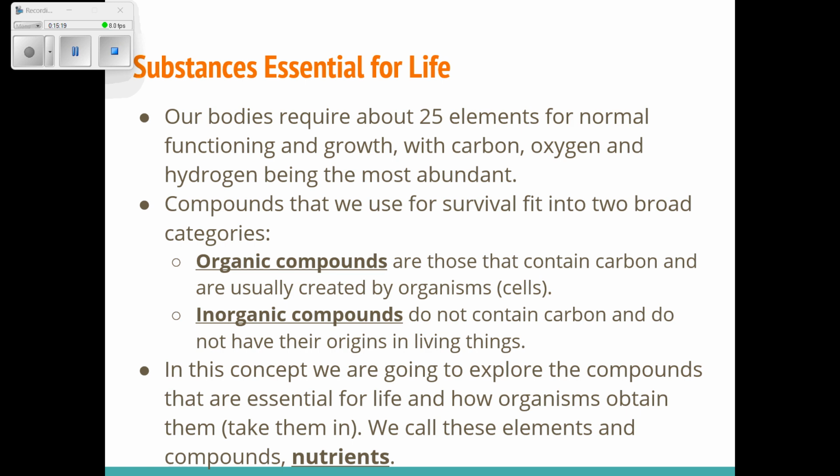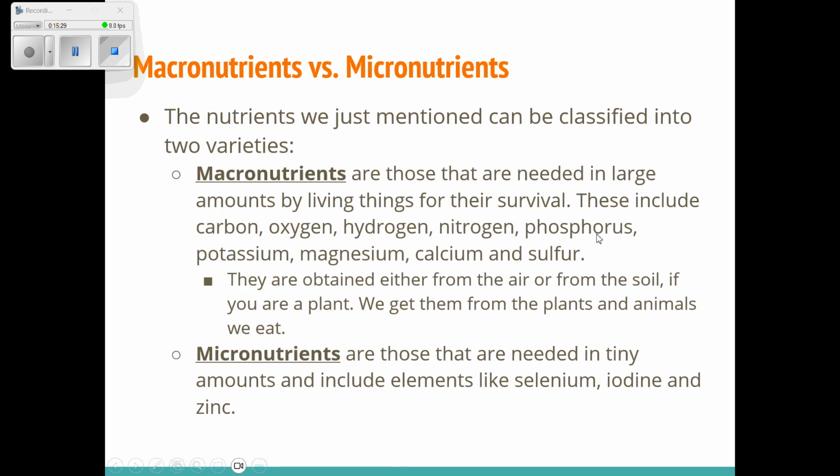In this concept, we are going to explore the compounds that are essential for life and how organisms obtain them. We call these elements and compounds nutrients. So two different types of nutrients, macronutrients and micronutrients. So in general, macro means large and micro means little. And that's what it means here. So macronutrients are things that are needed in large amounts to survive. These include things like carbon, oxygen, hydrogen, nitrogen, phosphorus, potassium, magnesium, calcium, and sulfur.